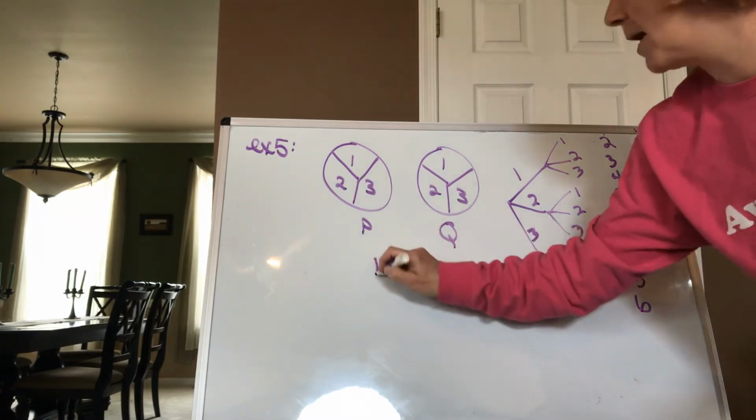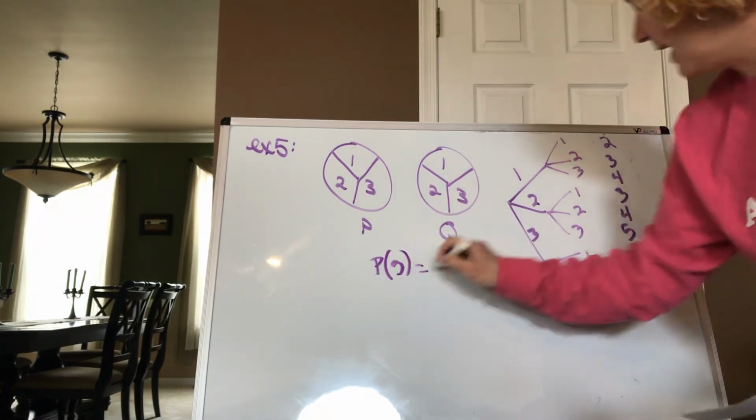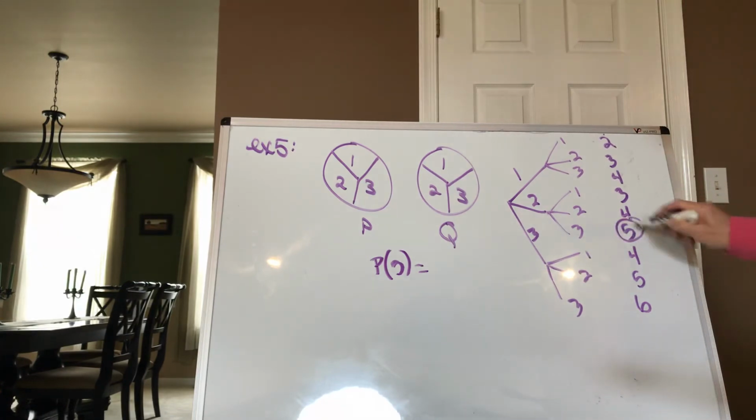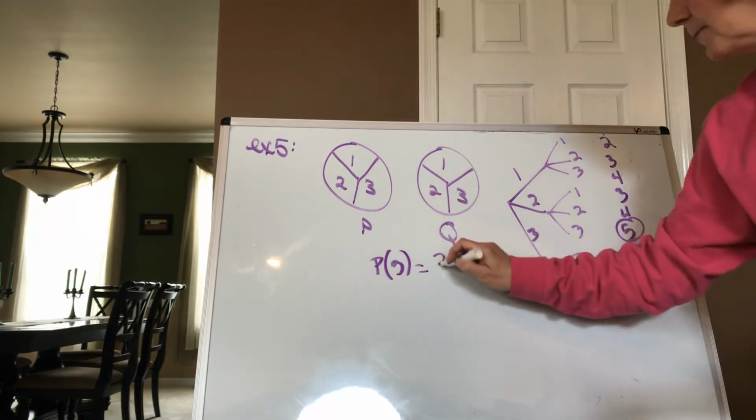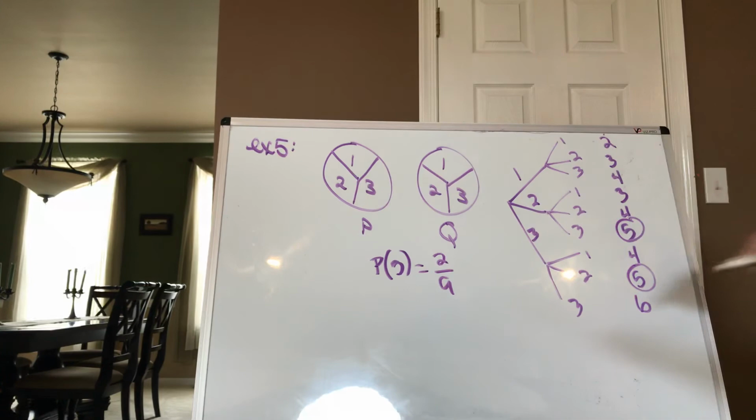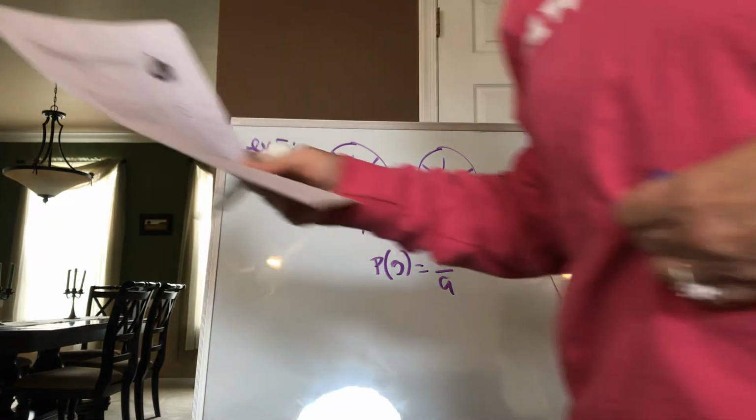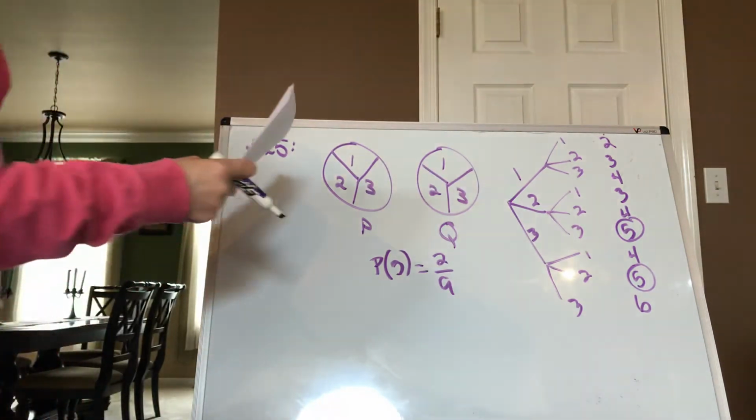We want to know the probability that the sum will be a 5. Well, we've got 2 5s out of 9 outcomes. Probability is 2 out of 9. You have to do that one by making a tree diagram.